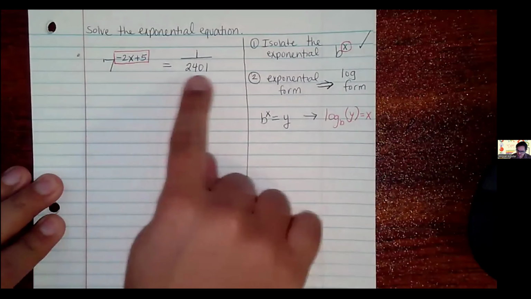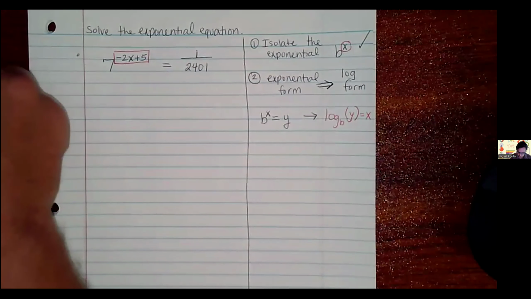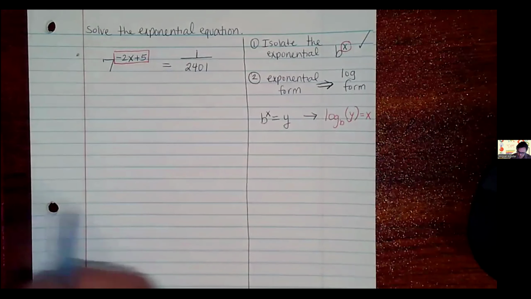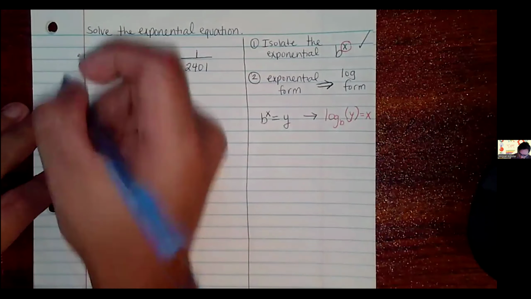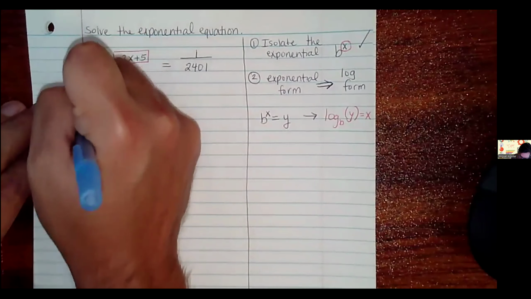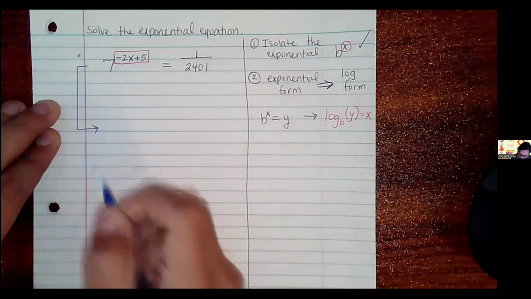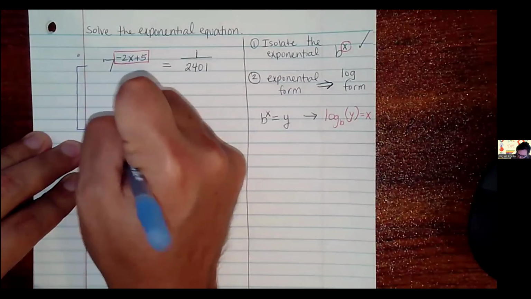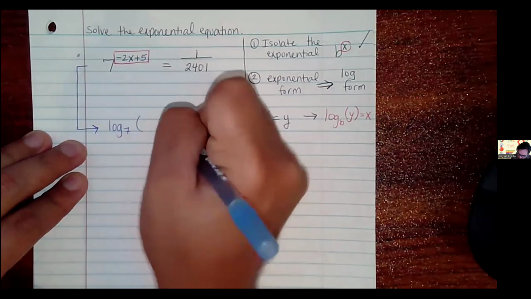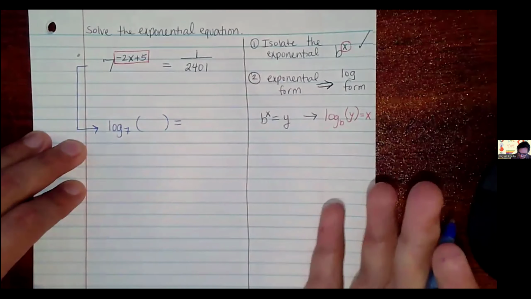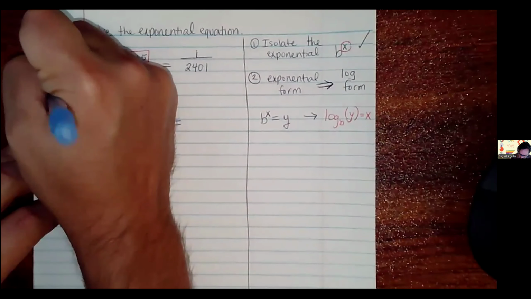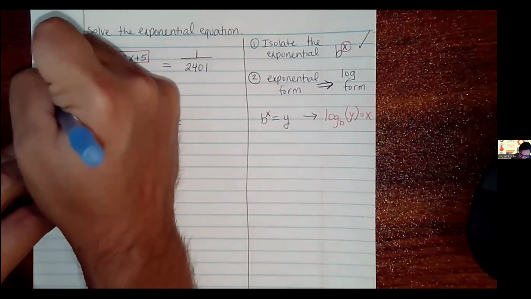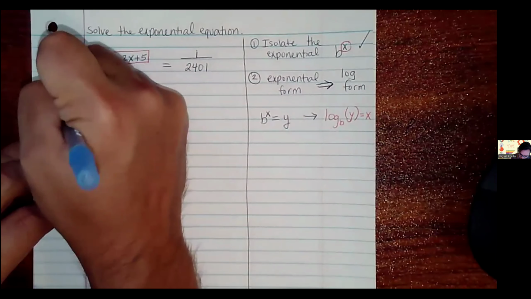So what is the base in this equation? 7. Just like the last one, right? So we're just going to go down here, give ourselves a little bit of room to breathe. And when we convert this to log form, we're going to write log base 7, open up some parentheses, equals blank. Okay, so that is us converting this to log form.